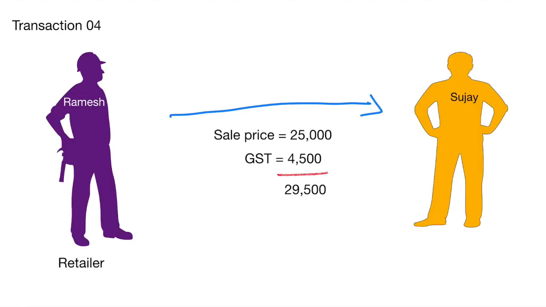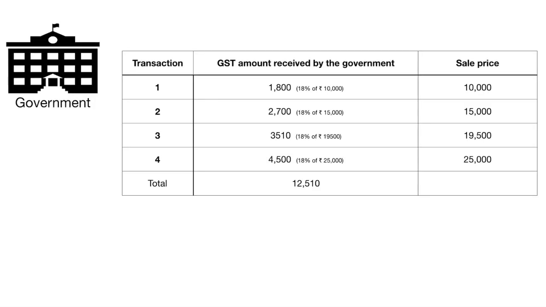Here, one important point to be noted is that Sujay is a consumer, so he has purchased the goods for his own use and not for resale purposes. Hence, he is the final consumer of the goods. Therefore, the goods have reached their final consumer. Let us now see how much GST the government has received in total from all these transactions. Take a look at this table.